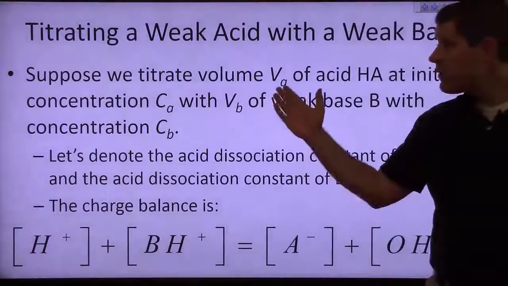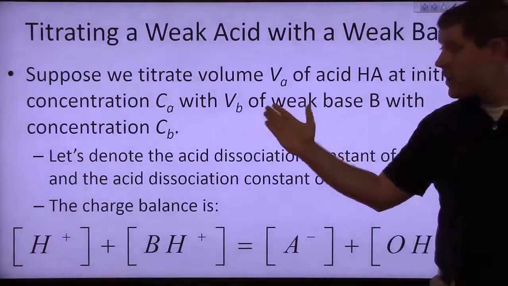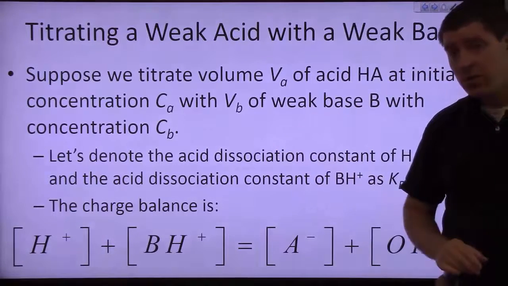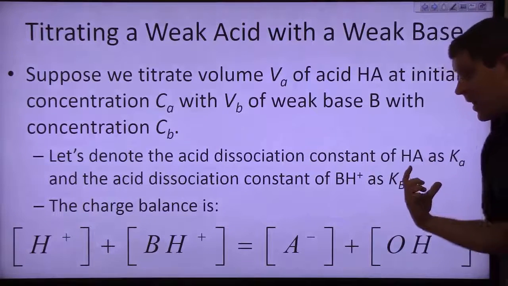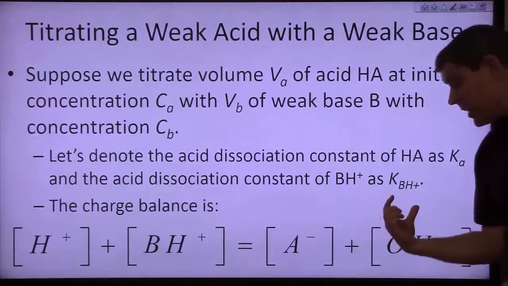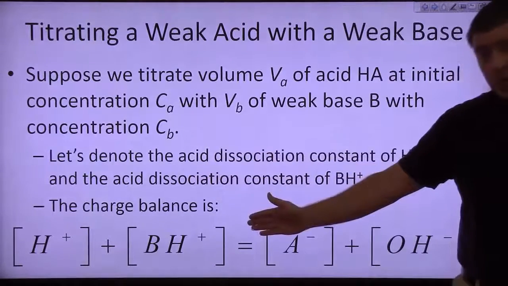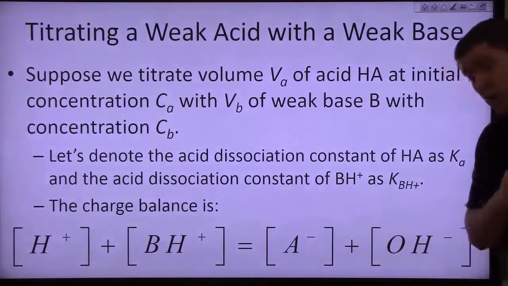So suppose we titrate volume Va of acid HA at an initial concentration of Ca with Vb of weak base B with a concentration of Cb. Now let's denote the acid dissociation constant of HA as Ka and the acid dissociation constant of BH+ as KBH+. Then the charge balance is the hydrogen ion concentration plus the BH+ concentration, which is equal to the A- concentration plus the OH- concentration.